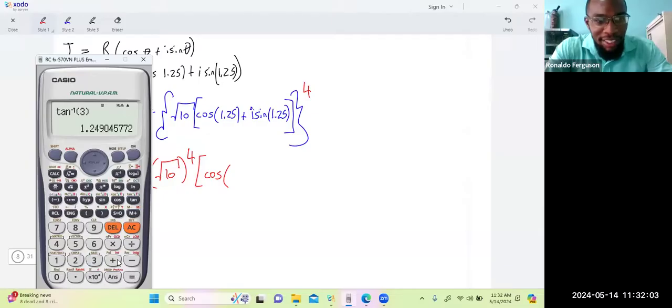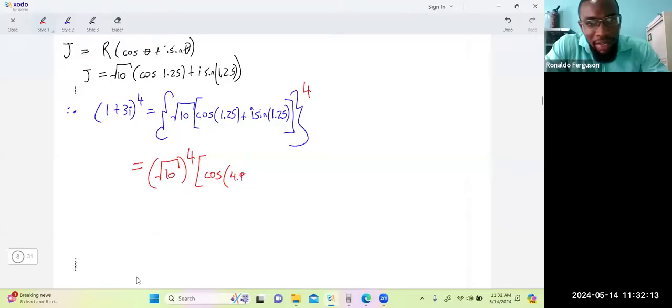And then we multiply this by 4. So this is what we have, 4.996. So it's cos 4.996 plus I sine 4.996. That's what this works out to be.